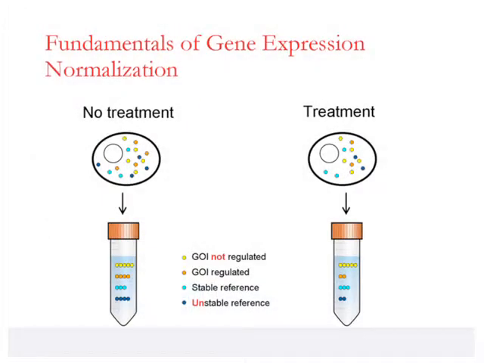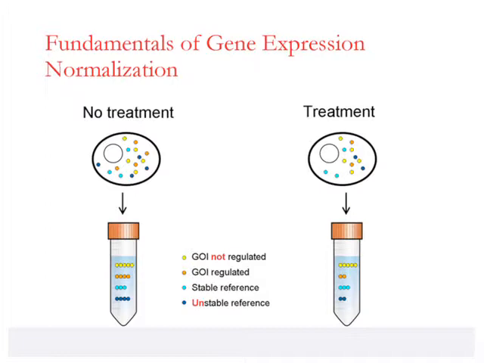Often the intended purpose of normalization is to make data comparable in a one-to-one relation to sample cell count. In this example, we have illustrated two genes of interest in yellow and orange, and two reference candidates in turquoise and blue. Suppose that two samples contain equal numbers of cells. One sample is where the cells have undergone some treatment, and another sample where the cells have received no treatment.